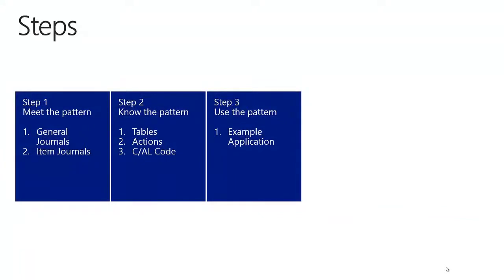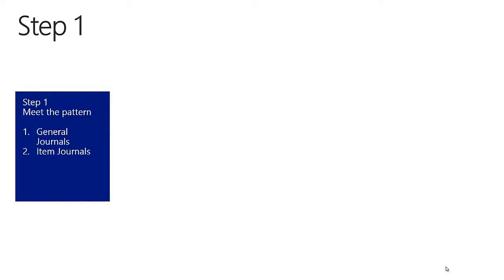In this video we will be going through 3 easy steps. The first step, meet the pattern, is looking at the standard journal and how it works in the standard application. In step 2, know the pattern, we will go under the bonnet and see how it's implemented from a programming perspective. In step 3, use the pattern, we will use the pattern in our own example application. Before we dive into programming, let's have a look at how the pattern works from a functional perspective.